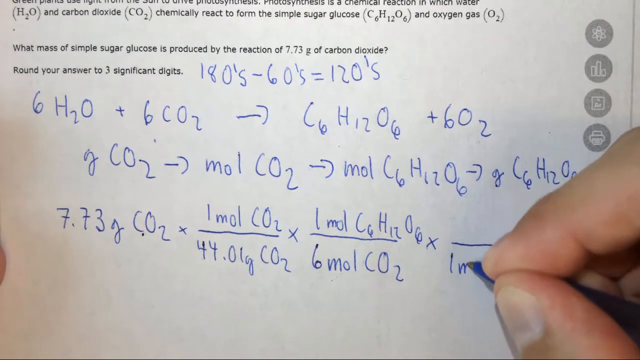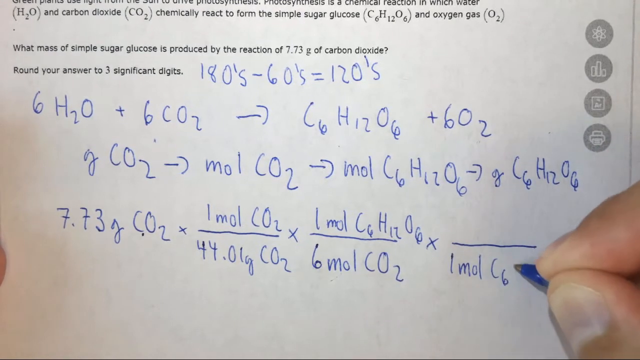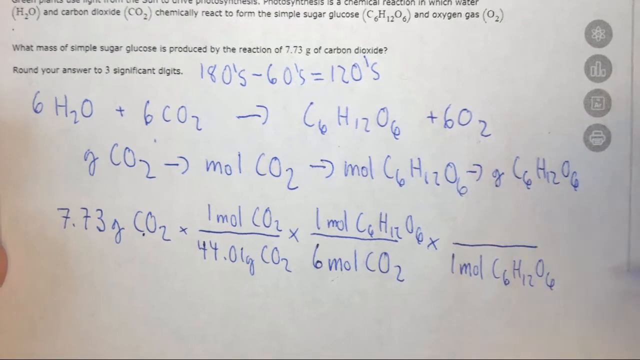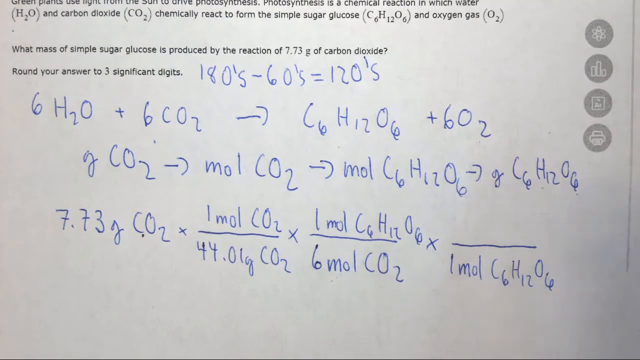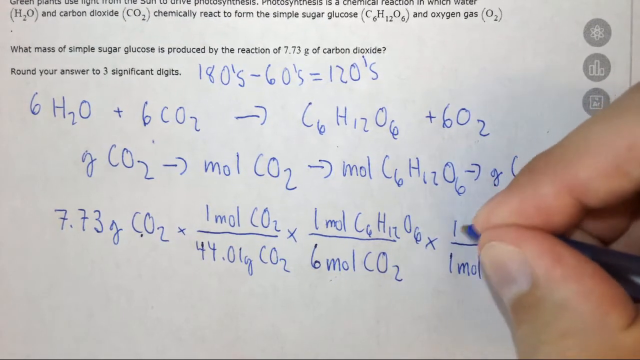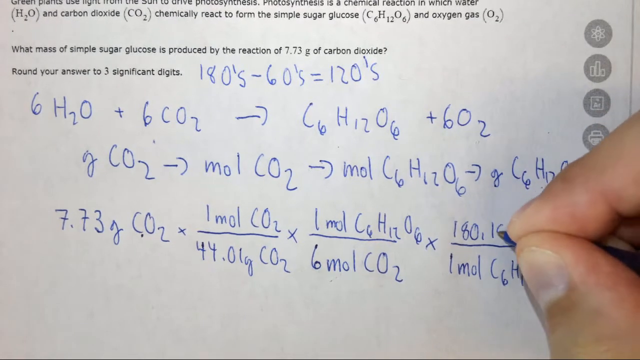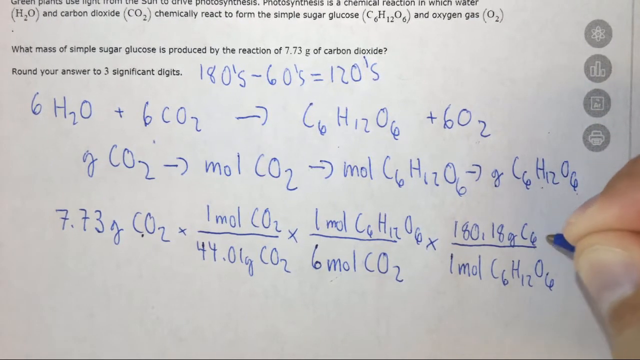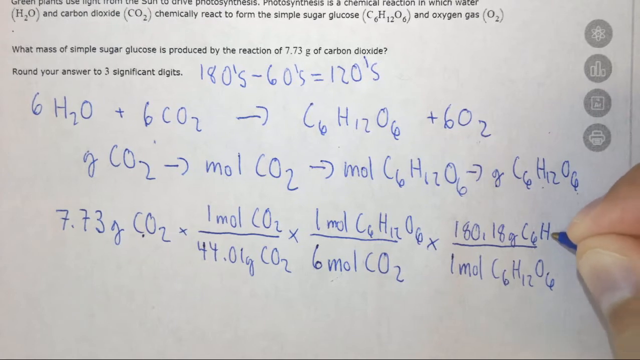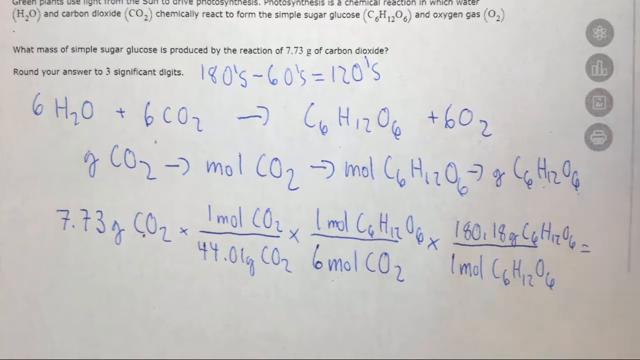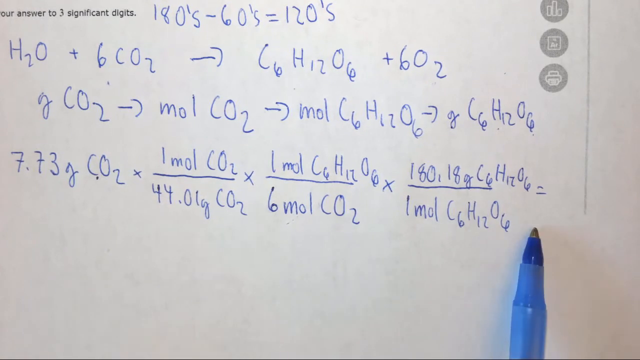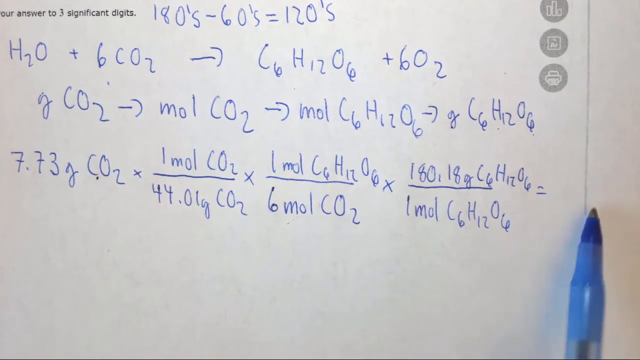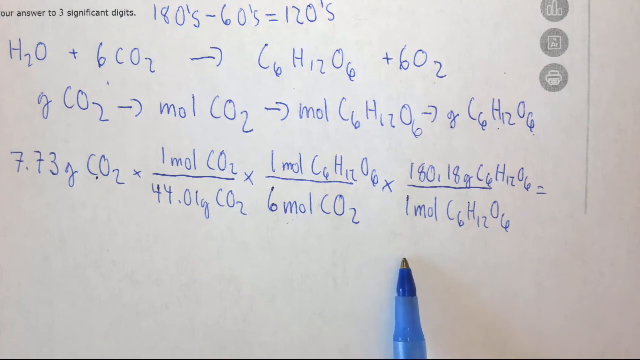We put 1 mole of glucose on the bottom, and on top its molar mass, which we just add up 6 carbons, 12 hydrogens, and 6 oxygens, and that comes out to, in this case, 180.18 grams of glucose on the top. And that gives us our dimensional analysis formula. Now, due to space limitations, I am going to write the answer down here.